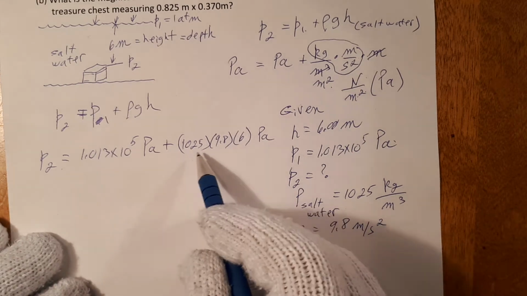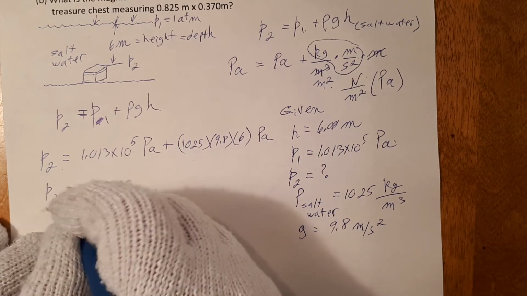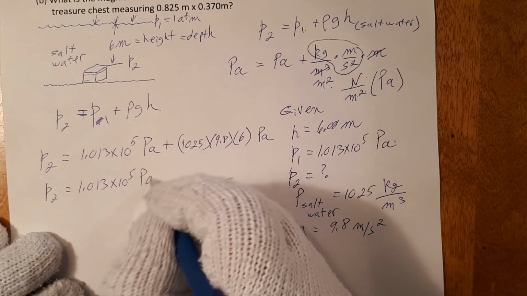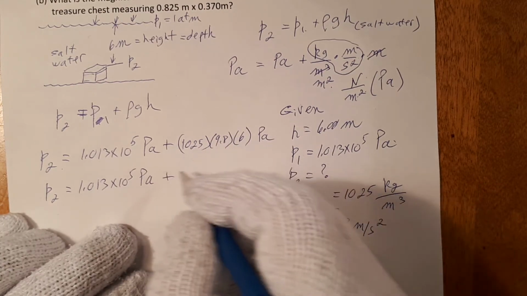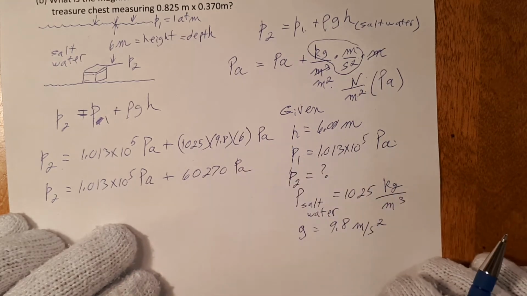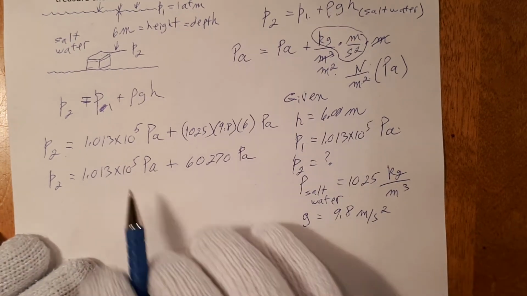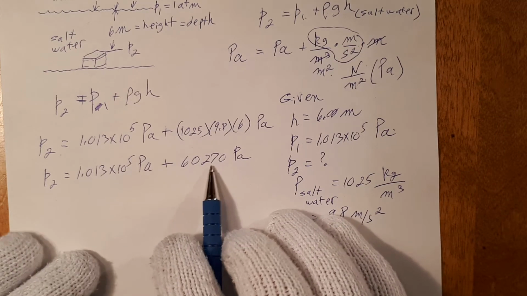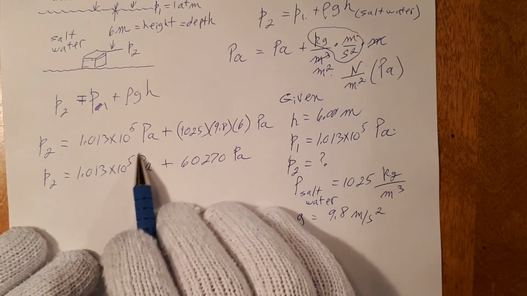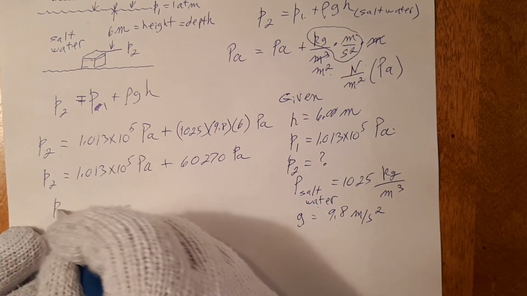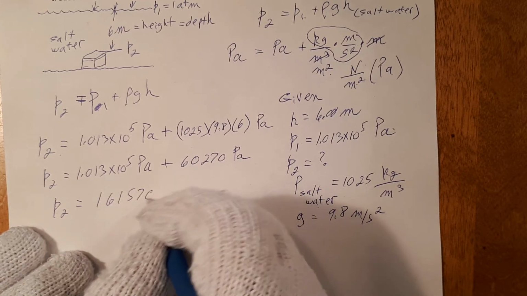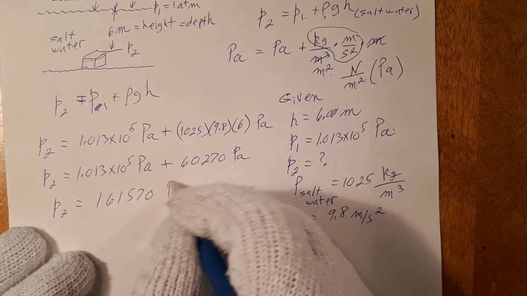Solving this in our calculator, this portion, pressure at 2 is equal to 1.013 times 10 to the power of 5 pascals plus 60270 pascals. Adding these two together, being careful when you use this in your calculator, this is 10 to the power of 5, it's not just 1.013, it is 10 to the power of 5. Pressure at 2, adding these two together, comes to 161,570, and the unit is a Pascal.